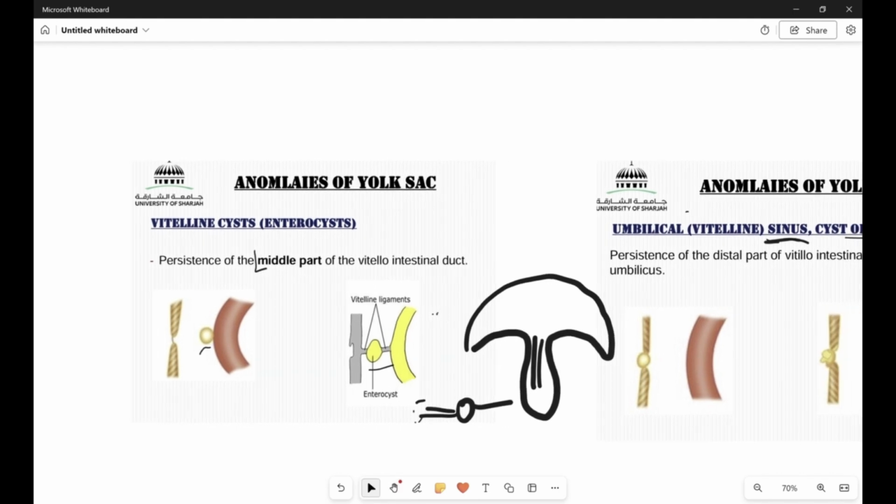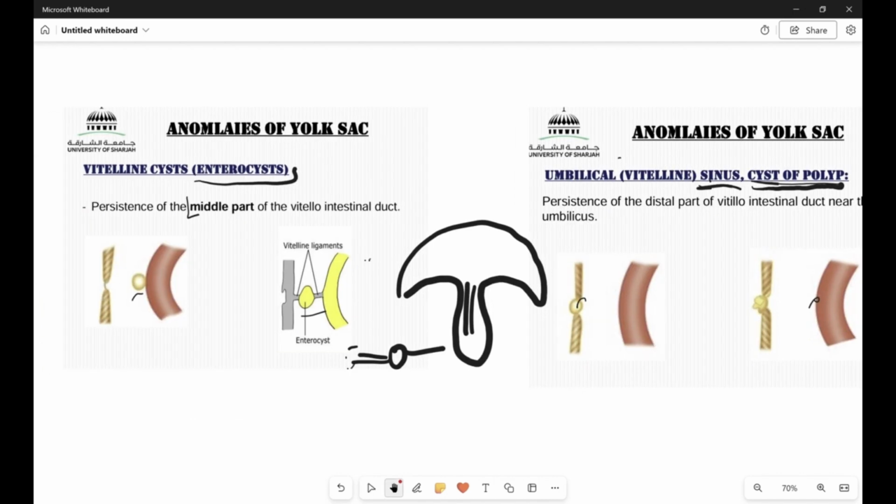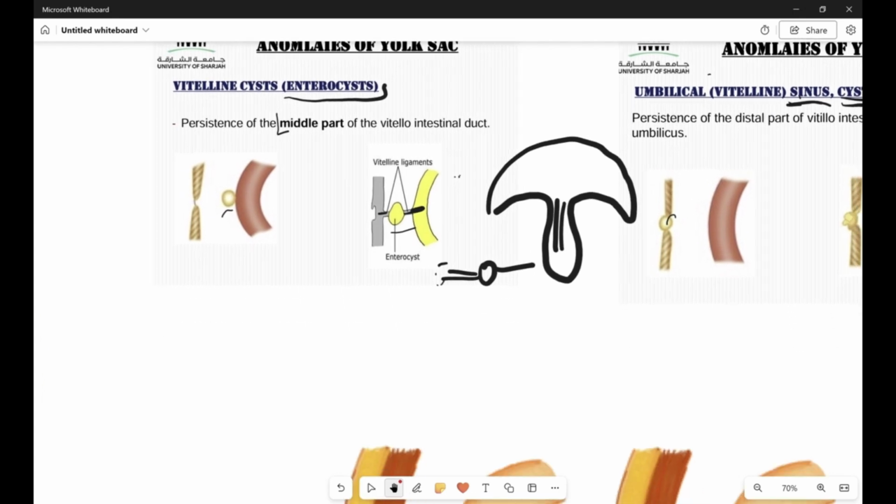When the distal part, however, does not obliterate, it gives us a sinus. Here, I want to clarify, this is a vitelline cyst, and this is a cyst of polyp, or the doctor referred to it as umbilical sinus. That's the difference. The two words might cause confusion, but no, this is the cyst of polyp, and this is a vitelline cyst. So when the distal part fails to obliterate or persists, we get a cyst that's only connected to the umbilicus. It's not really connected to the intestine, while here it basically has a ligament connecting it both to the intestine and to the umbilicus.